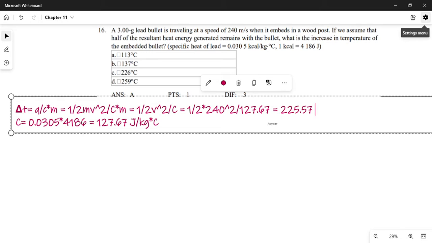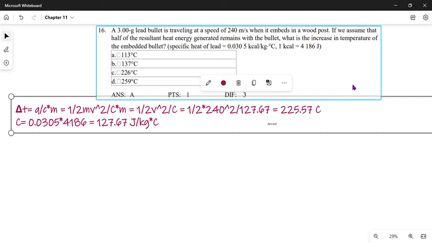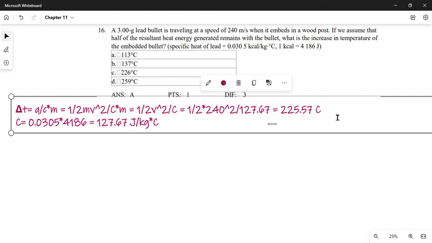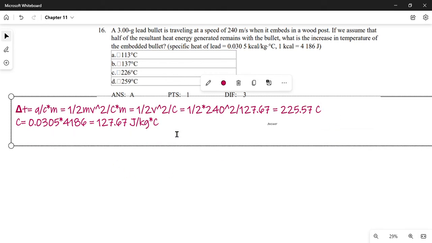degrees Celsius. But in the question he said half of the resultant heat energy. Okay, so we will divide this number over 2, which will be approximately equal to 113 degrees Celsius. So the answer is A.